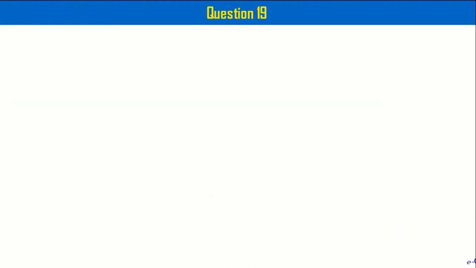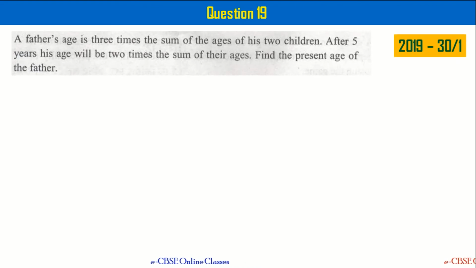Let's go to the next question, that is question number 19. The father's age is 3 times the sum of the ages of his 2 children. Please take a note of this. After 5 years, his age will be 2 times the sum of their ages. Find the present age of father. It looks almost similar to the previous question. I'm going to give important steps and you follow it and solve the rest of the problem to get the answer.